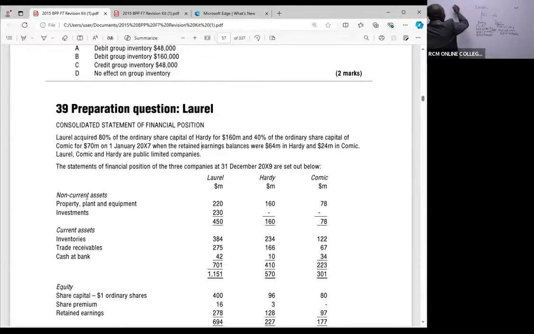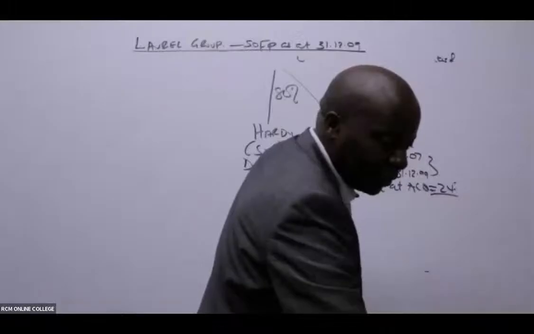So we have here the name of the group. You always call it by the parent name, Laurel Group. So we're writing Laurel Group, a statement of financial position as at 31st December 09, and then you underline. Let me see the comments first.